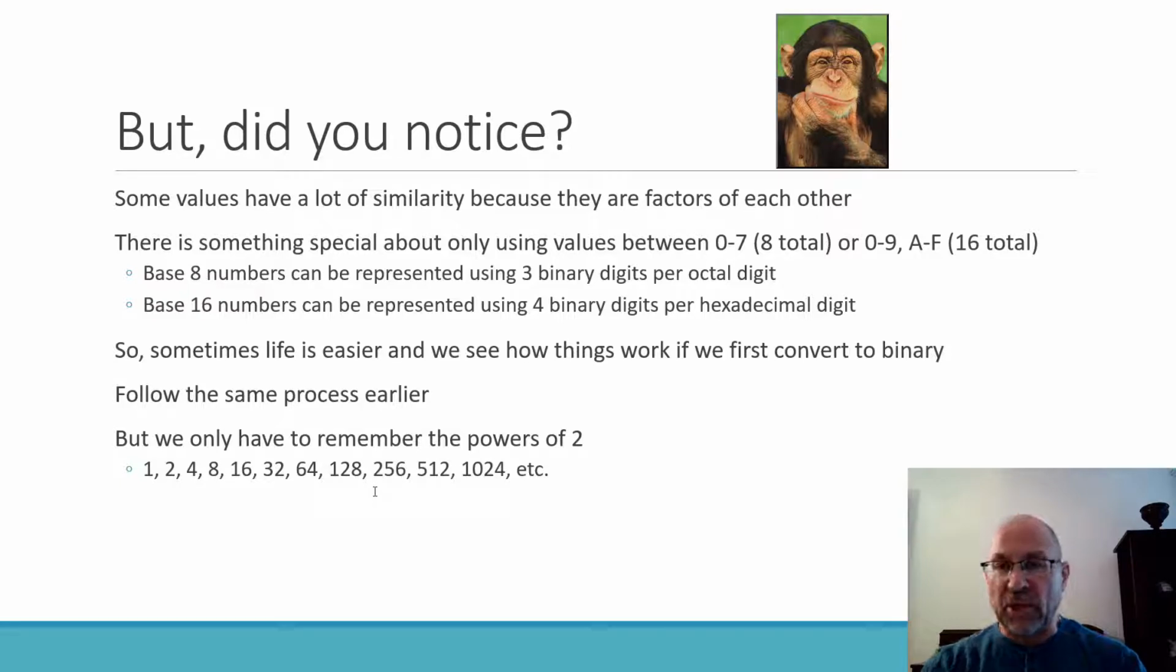There's also something special about using these particular number systems. When you have octal and you've got the numbers 0 to 7 only, that's 8 possible values. So base 8 numbers can be represented with 3 binary digits each. A hexadecimal digit has 16 possible values. It turns out that I can use 4 bits to represent each hexadecimal value. So we're going to note that and put that aside for a sec.